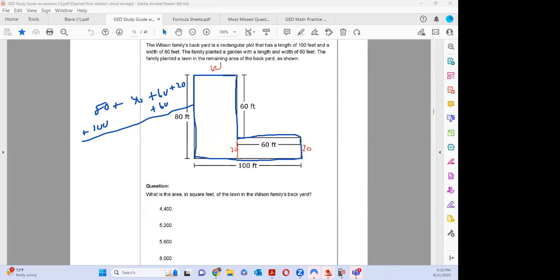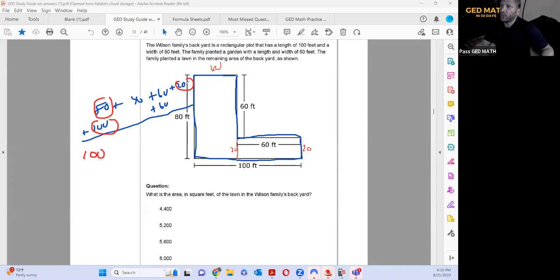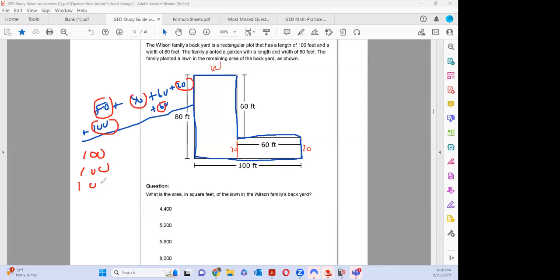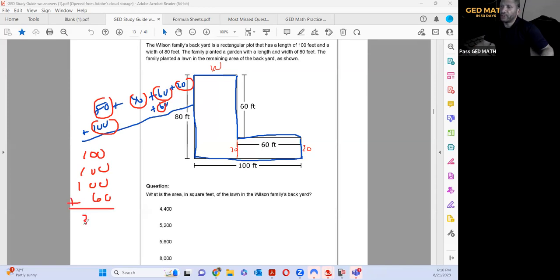So what I'm going to do is, again, I'm going to use mental math right here. I don't even need a calculator. I got 100. 80 plus 20 is 100. 60 plus 40 is 100. 360. And then 60. 360. So the perimeter of this shape will be 360 feet.